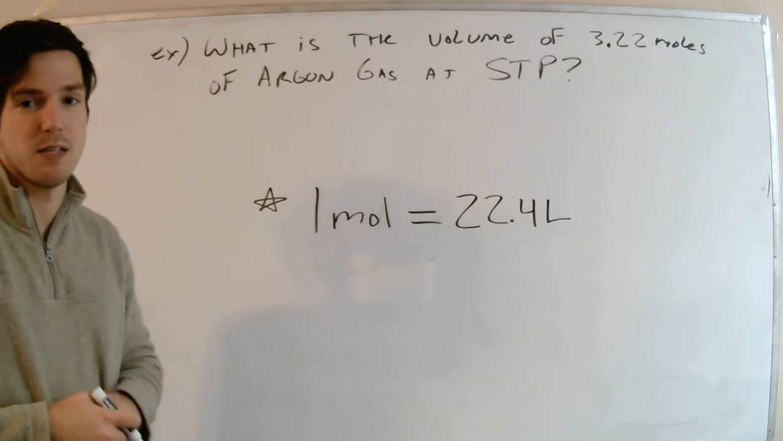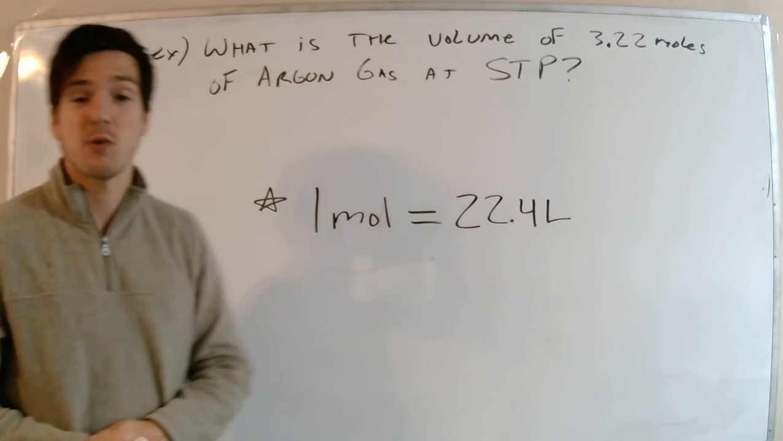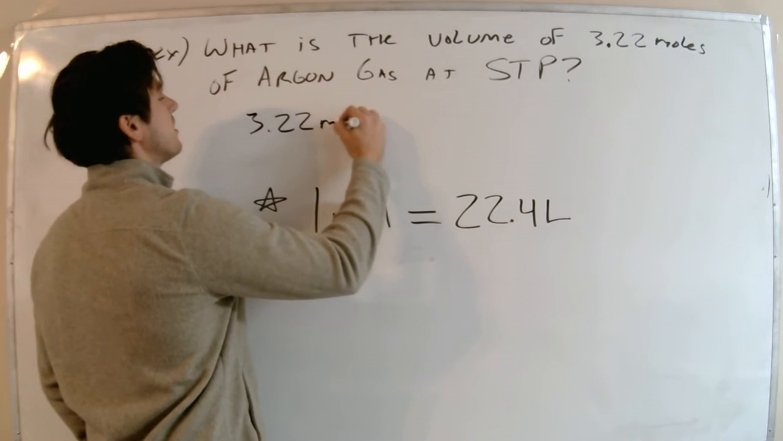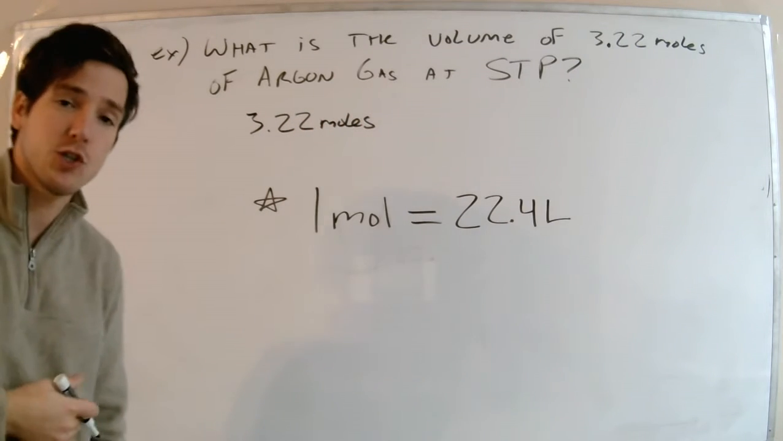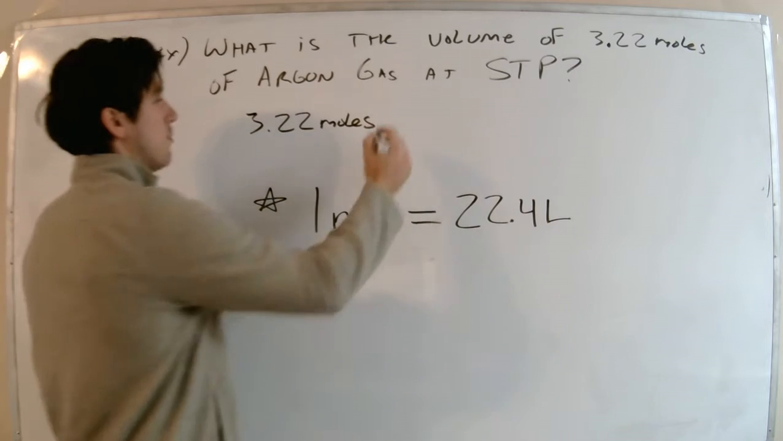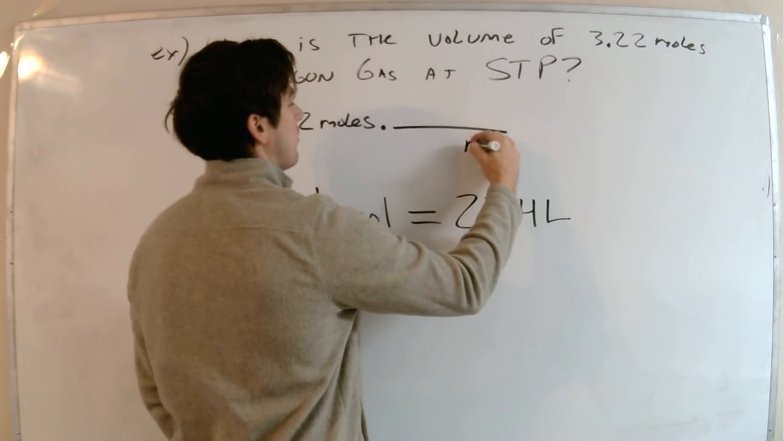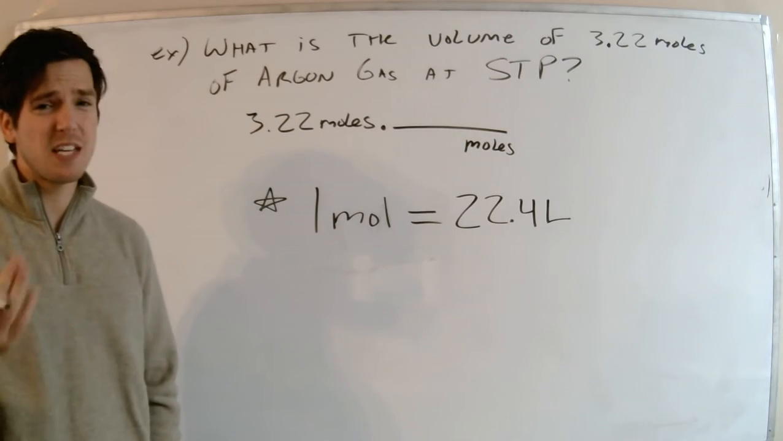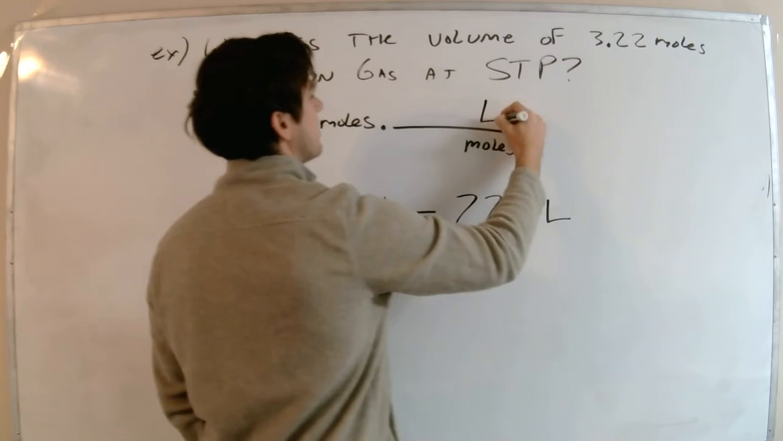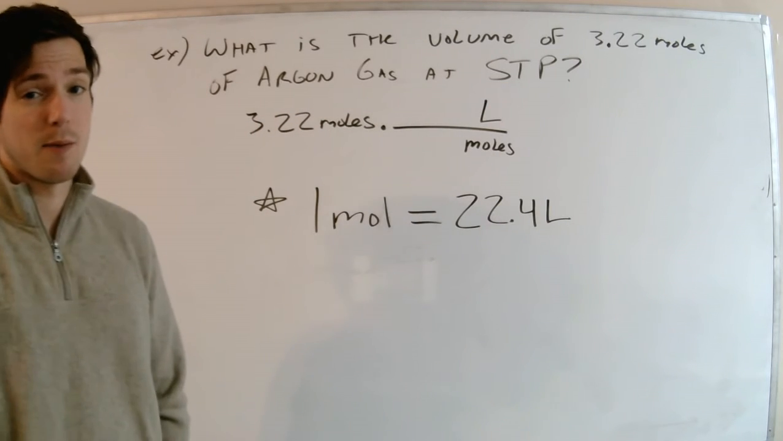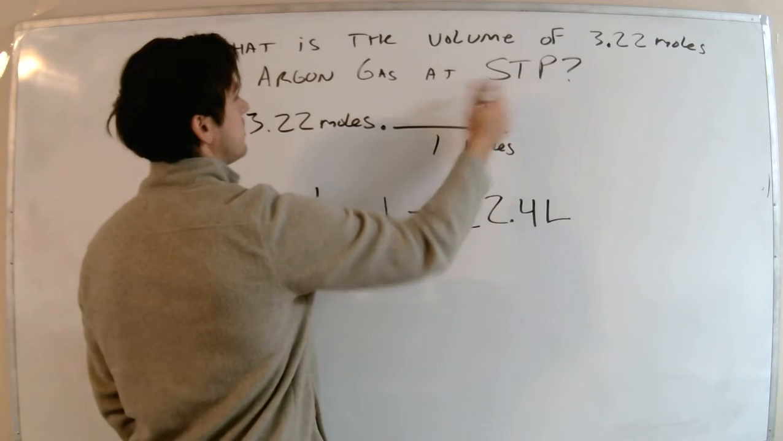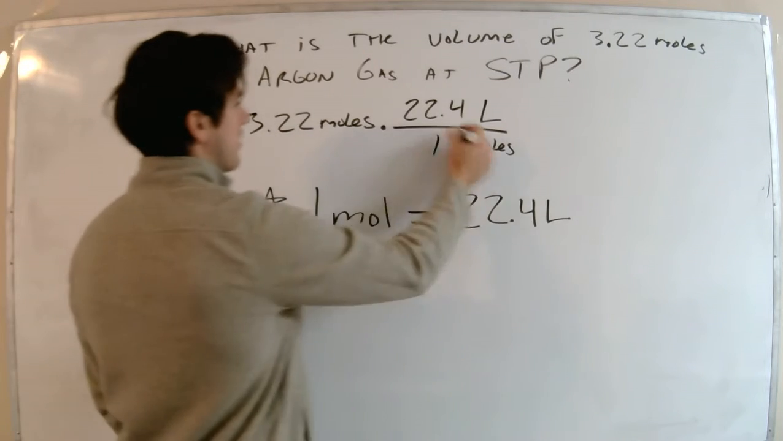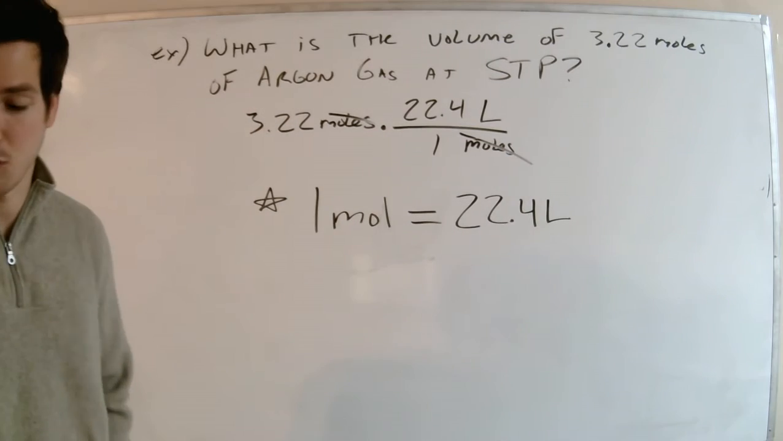Luckily, this is at STP, and we know that 1 mole equals 22.4 liters at STP. So we start with what we're given, which is 3.22 moles, and all this is a simple conversion. So when I do a conversion, I'm going to do multiplication dot fraction bar. I'll put moles on bottom so they cancel out. And what I'm looking for is volume, so I'll put liters on top. And what I'm going to tell you here is that 1 mole at STP is 22.4 liters. So all we're doing is multiplying by 22.4. You want to go from moles to liters, you multiply by 22.4.